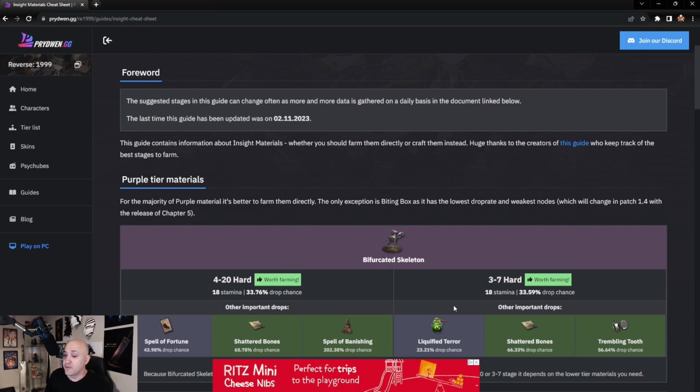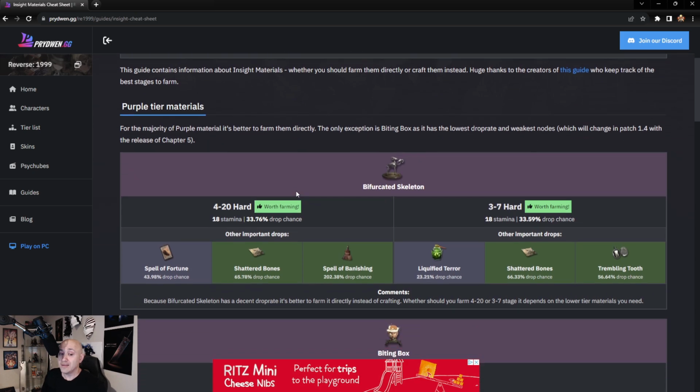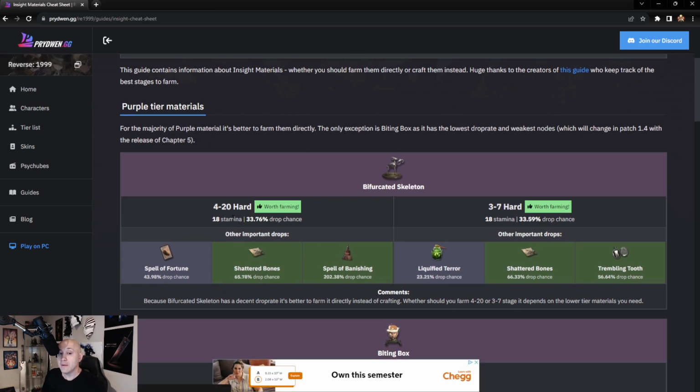Bifurcated skeleton. Now, this here is going to be a big item for like Eternity. I believe Balloon Party uses this. So a lot of it, I believe mineral units will use this one. You guys can see here, it'll give you the percentage drop rate of where to get them and what stage to farm and how much stamina it costs and if it's worth farming. So this one is in fact worth farming depending what you need it for.